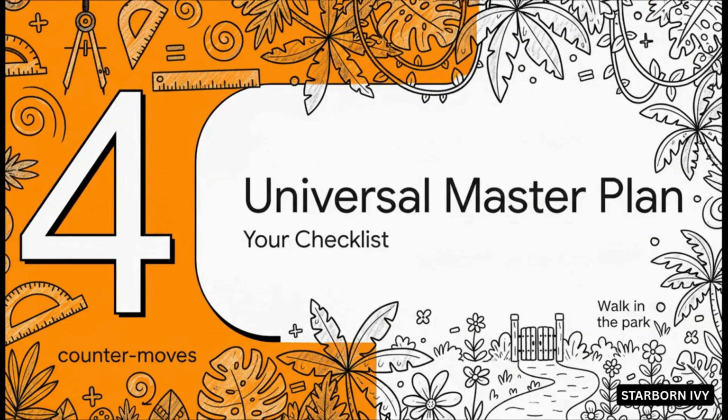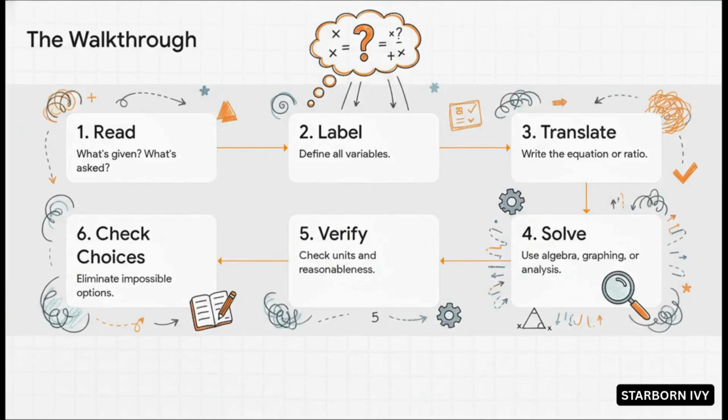All right, this is it, the big one. We've got our tools, we've got our counter moves. Now we put it all together into one universal master plan. This is the checklist that finally turns that jungle into a simple path forward. This 6-step process is your new system. You use it for every single Module 2 question, no exceptions. And notice something really important here. Solving is step 4, not step 1. All the critical work happens before you ever start calculating anything. Understanding the question, labeling variables, translating it into math. And then steps 5 and 6, that's your safety net. That's how you catch those classic SAT traps before they catch you.